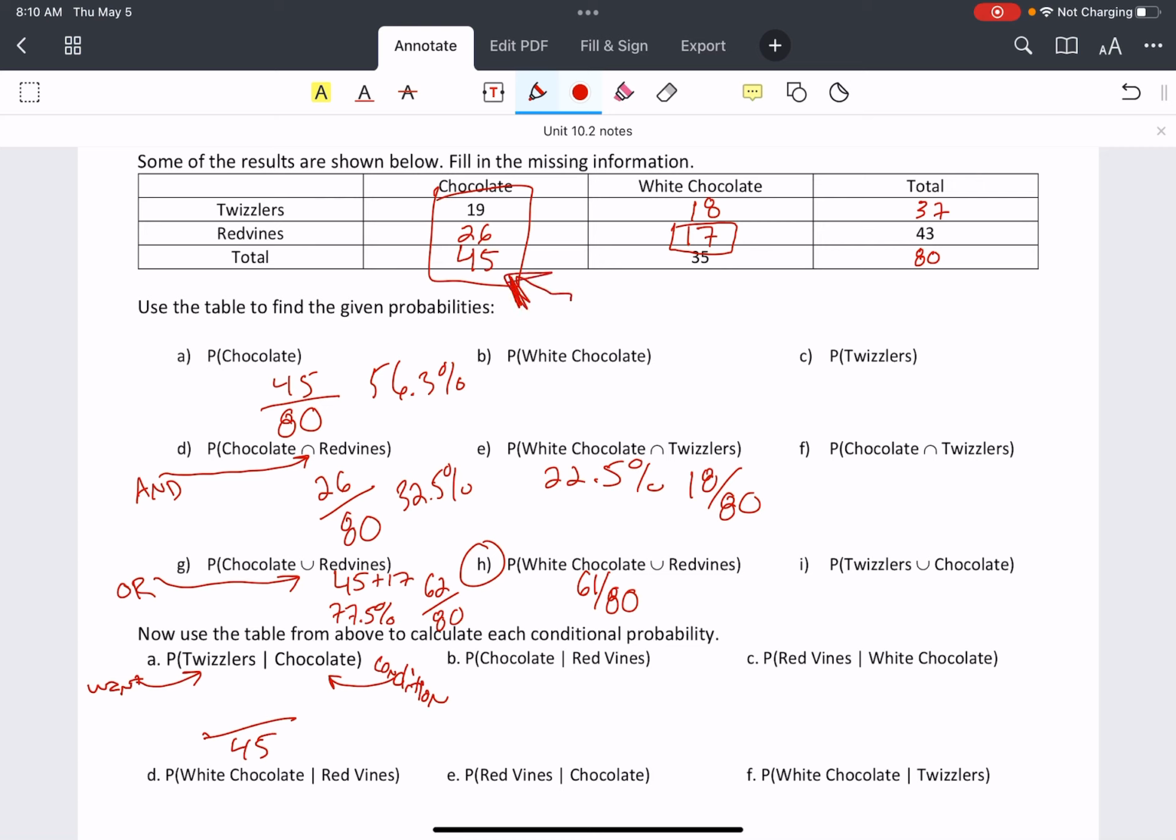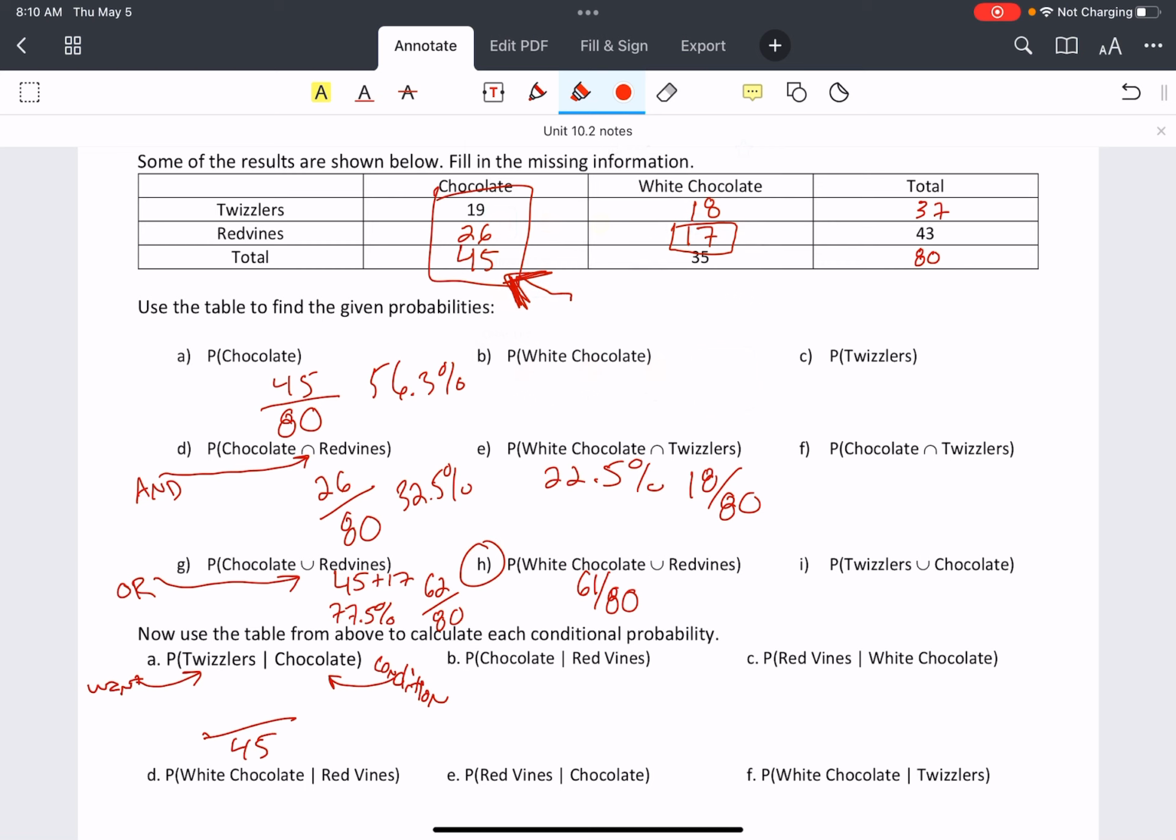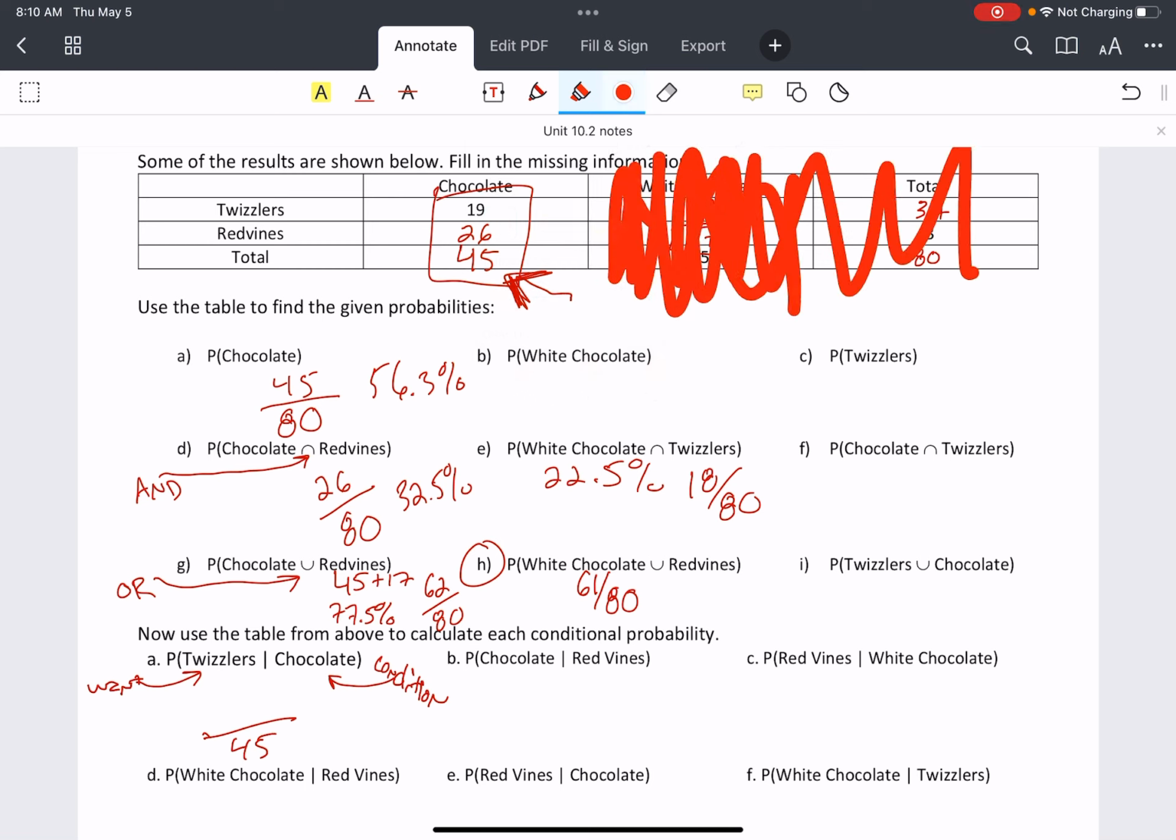If I already know they're one of these 45 people, then I don't care about the total 80 group, right? My chances are better than that because I know they chose chocolate, so I know there have to be one of those 45. So now that I know that it's only those 45, I don't care about anybody else. I only care about those 45. So now of those 45, how many chose Twizzlers? 19. Yeah.